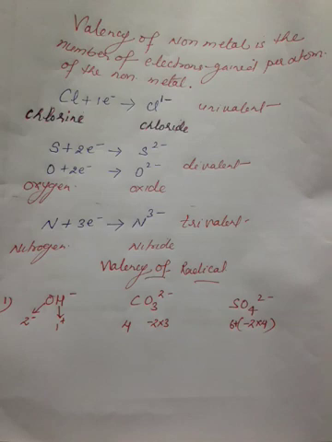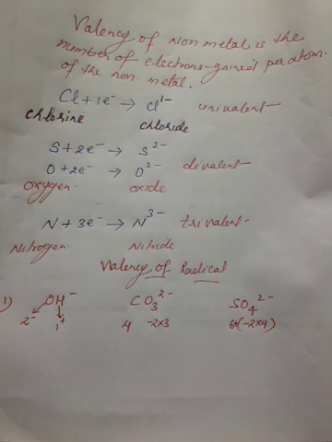How to define the valency of a non-metal? Valency of a non-metal is equal to the number of electrons gained by the non-metal. For example, here I have taken three examples. Chlorine will gain one electron to form chloride ion. So this radical is monovalent. Valency is 1. In the same way, you can take sulfur.